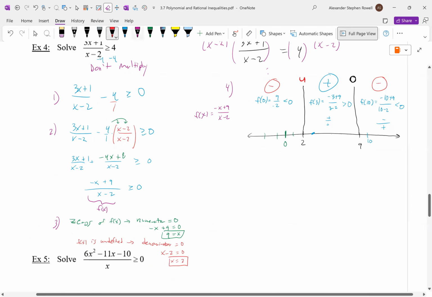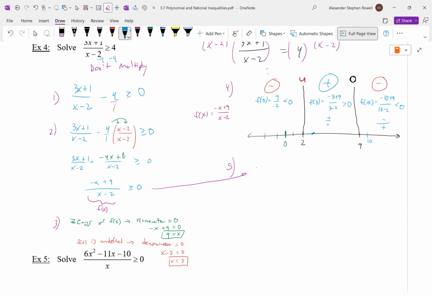Okay, last step. Are we looking for the positive intervals or the negative intervals? Yes, we're looking where f of x is greater than or equal to 0, positive. So my answer is this interval here in between.